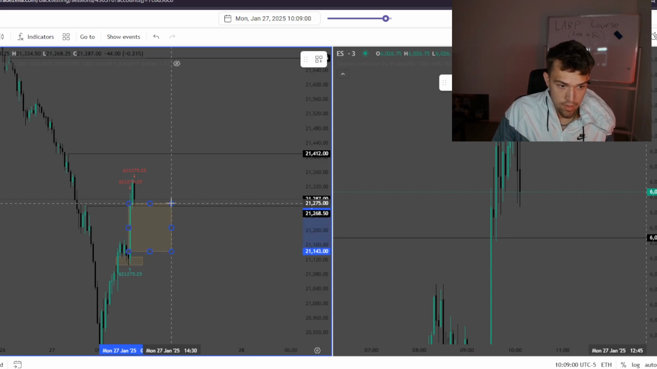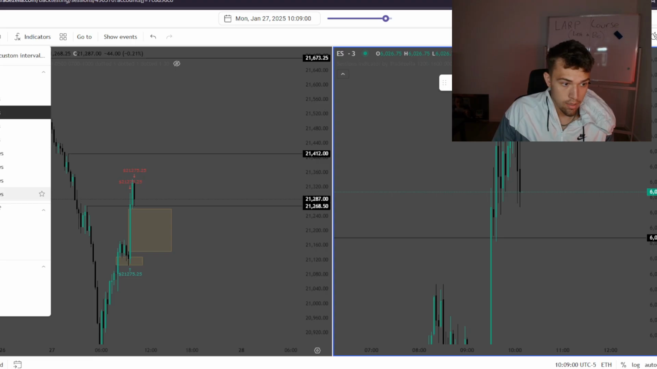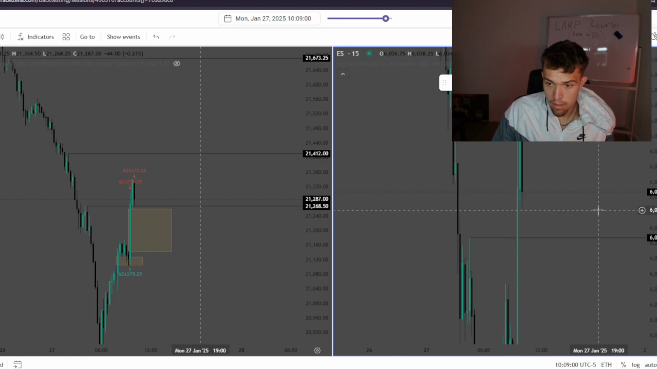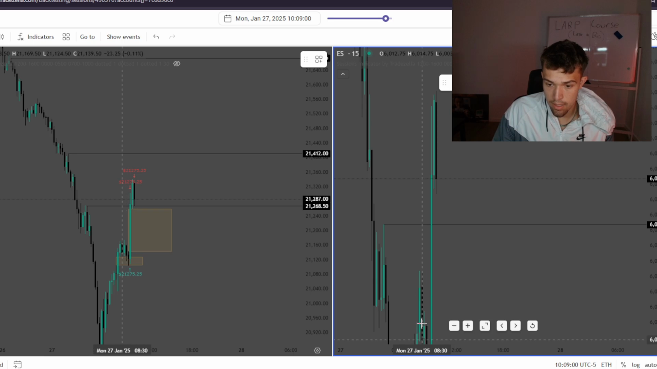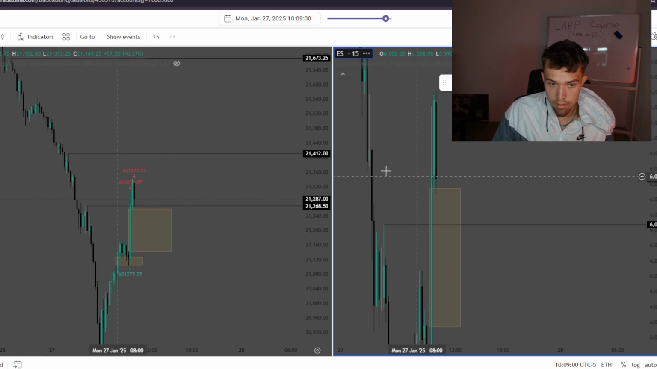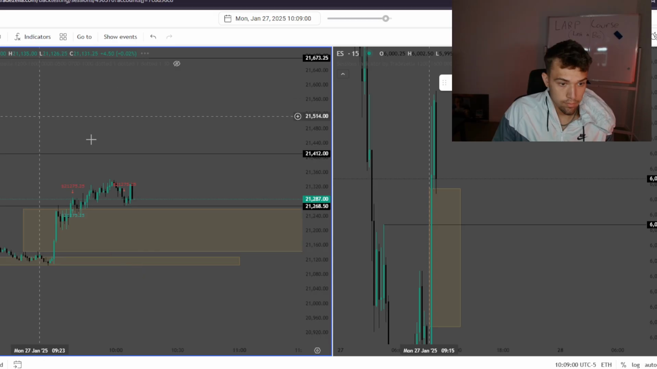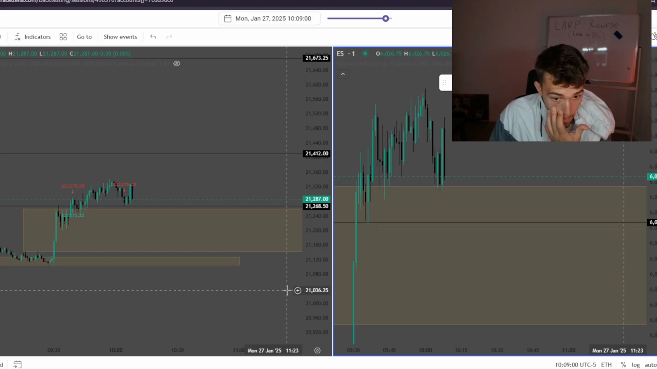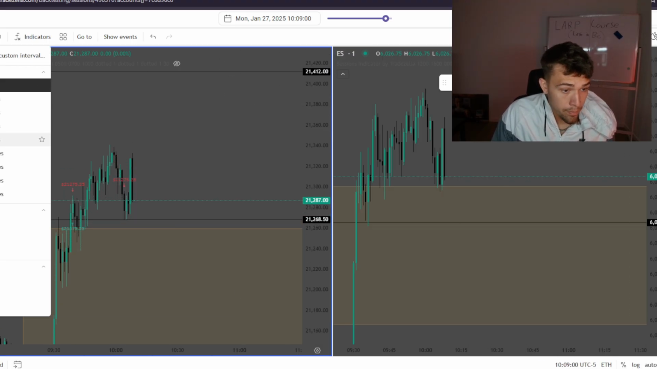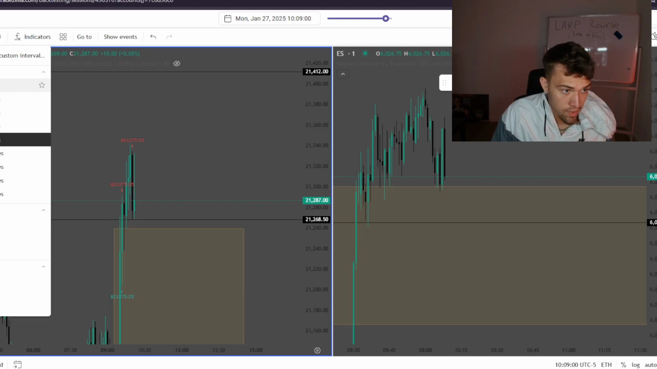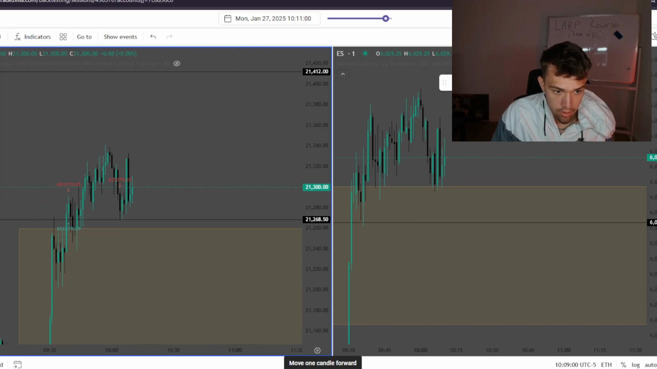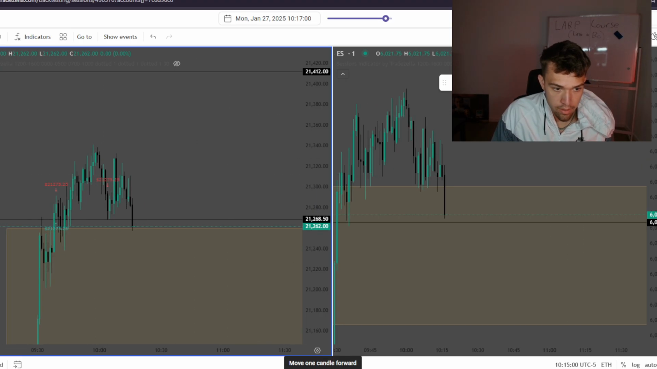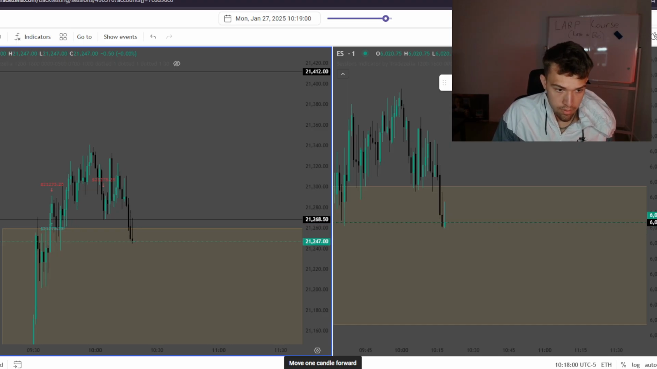So we have this 15-minute gap that we left behind, and ES just tapped into the same 15-minute gap right here. I want to see what happens here. All right, so we have this 15-minute gap. I want to see price tap into it before anything, which we do.